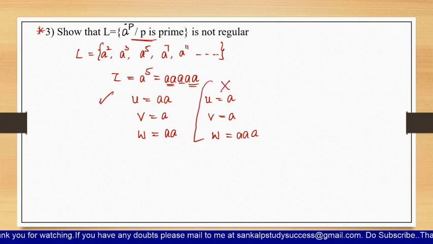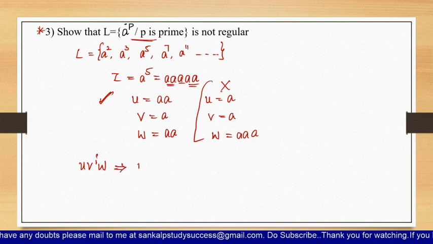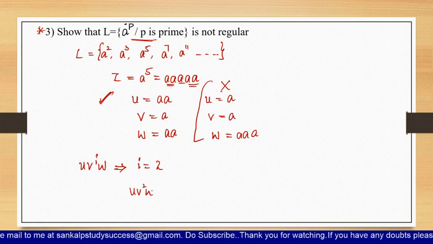Now let us go with this, where u is equal to 2 a's, v is equal to a single a and w is equal to double a. Now we need to solve for u, v power i and w, where let me consider i is equal to 2. You can take any value where i should be greater than or equal to 0. Here, if i is equal to 2, it becomes u v square w.